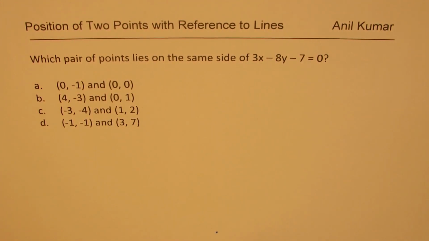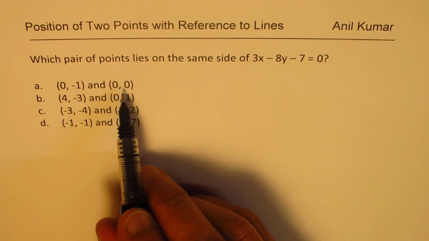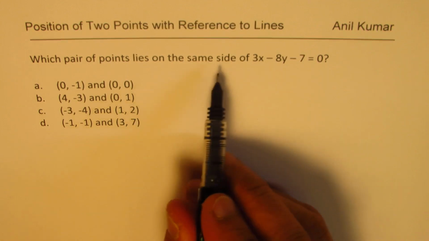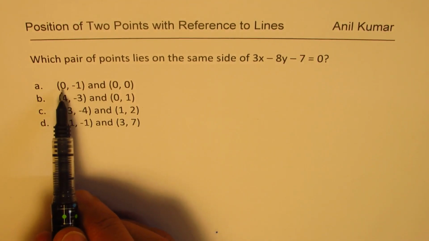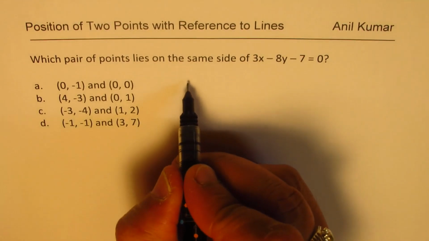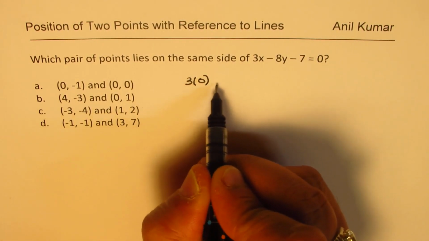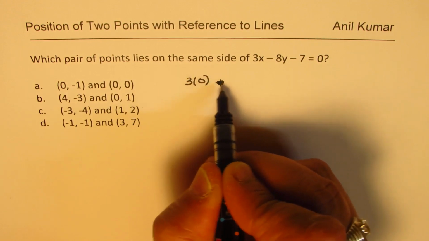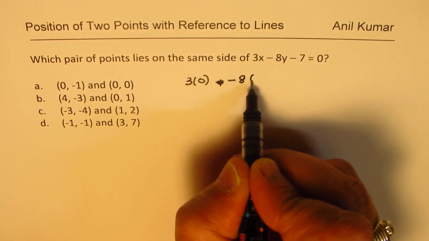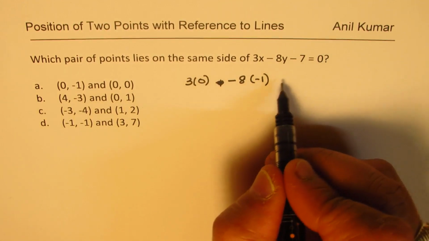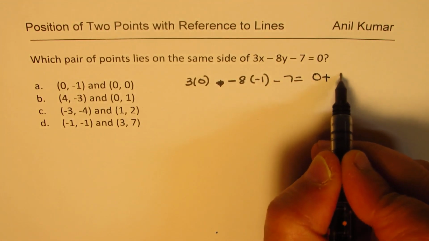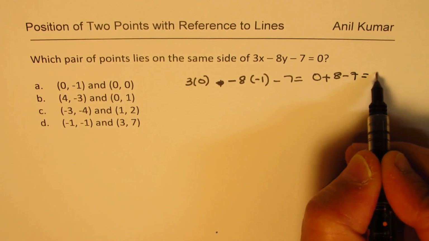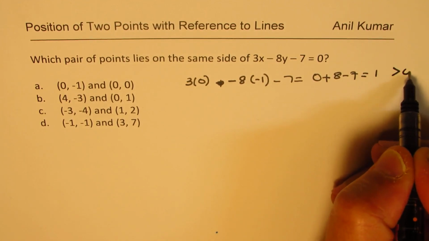So the idea here is, once we substitute these values, if we get both as positive or both as negative, then they are on the same side, otherwise not. So let's test our values. So with 0, minus 1, substituting here, we get 3 times 0 minus 8 times minus 1 minus 7 equals to what? So that gives you 0 plus 8 minus 7. That gives you plus 1, which is greater than 0, correct?